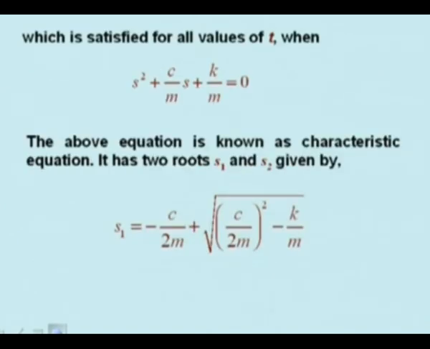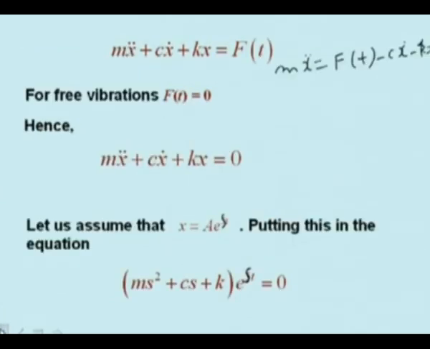This equation is satisfied for all values of t when s square plus c by m s plus k by m is equal to 0. Otherwise, because e to the power st cannot be 0 except when t becomes minus infinity, this bracketed term must be equal to 0.